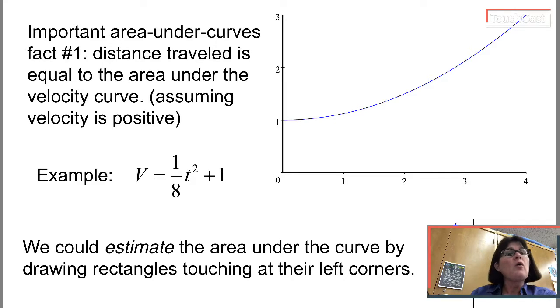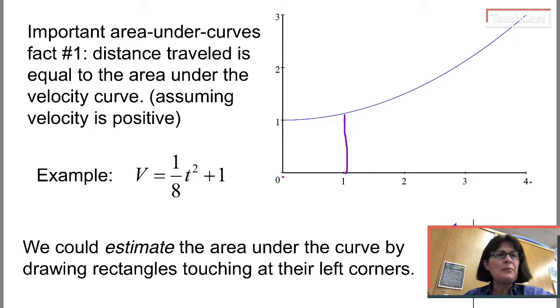So check this out. Here we want to figure out how to find the area under a curve. I don't know how to do it yet because calculus hasn't been invented yet. But imagine this. I want to find the distance traveled from time 0 to 4. Here's my velocity curve, 1/8 t squared plus 1.